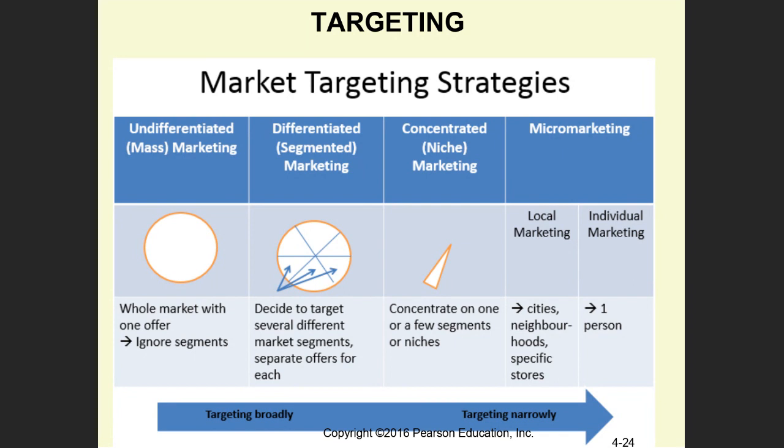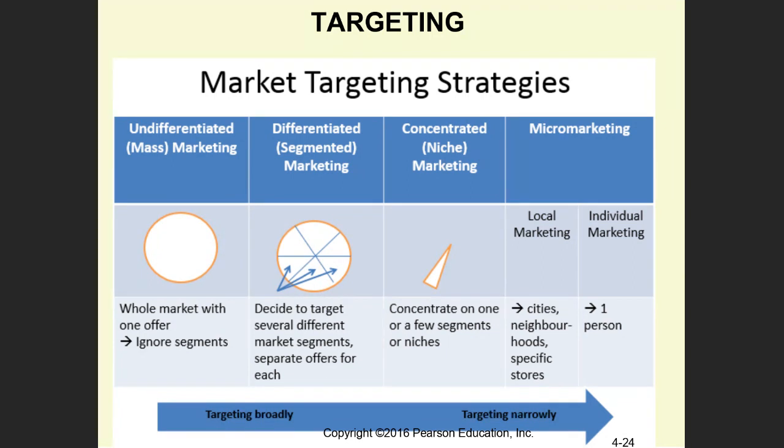Understand me? Okay? Differentiated targeting means that you are targeting several different target segments with different needs, with different offers. Like Toyota, like Nike, like McDonald's, like whatever. You understand me? That's what you're trying to do. Okay?